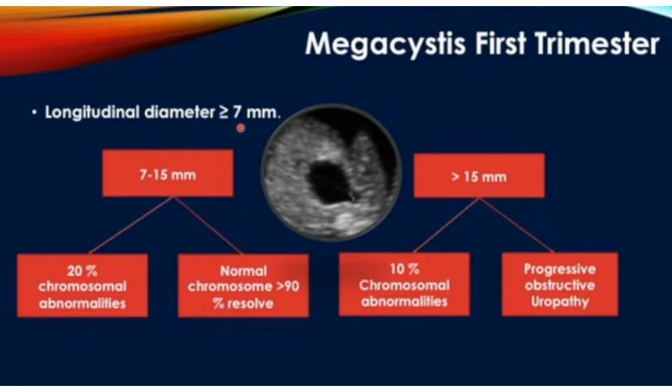The cutoff is more than 7 millimeter in the first trimester. If there is dilatation, we consider it as megacystis. If the range is between 7 to 15 millimeter, it is usually associated with chromosomal abnormalities, hence karyotyping is advised. If it is more than 15 millimeter, there will be more chances of progressive obstructive uropathy. We have to consider that a further follow-up scan will be advised.